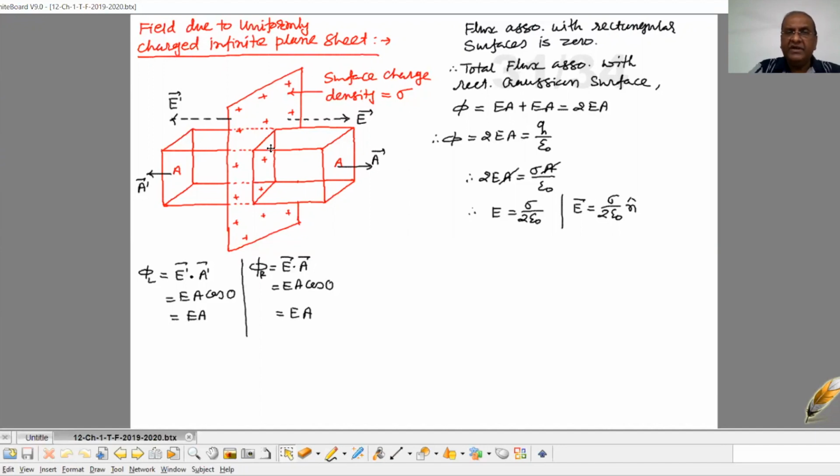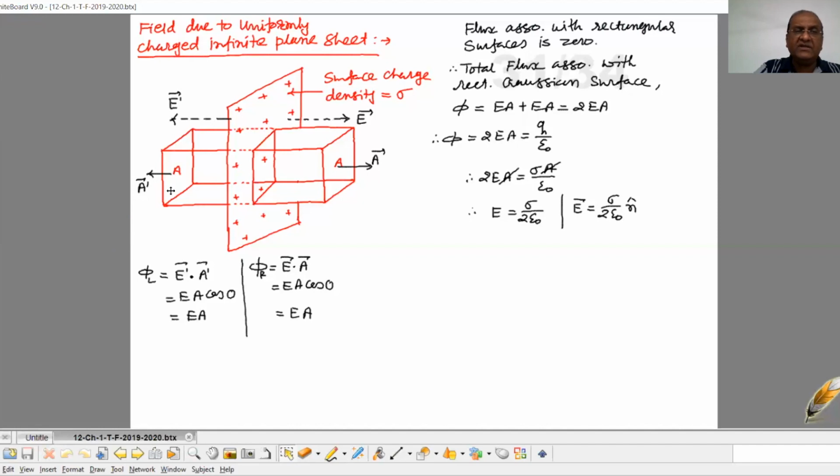Now, if we consider this cross-sectional surface on the right hand side and this cross-sectional surface on the left hand side, suppose its area is A. So the electric field of this charged sheet will be perpendicular to these cross-sectional surfaces, but parallel to the sides of this parallelepiped. Therefore, the flux passing through these sides of the parallelepiped Gaussian surface will be equal to zero.